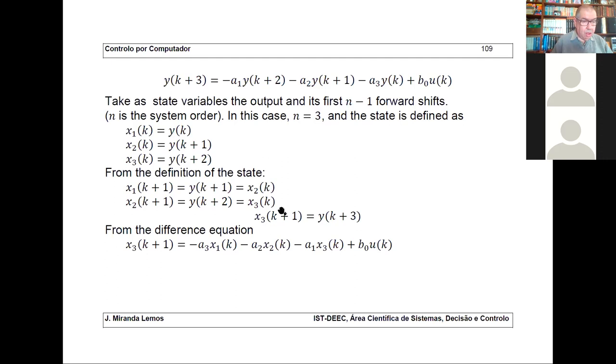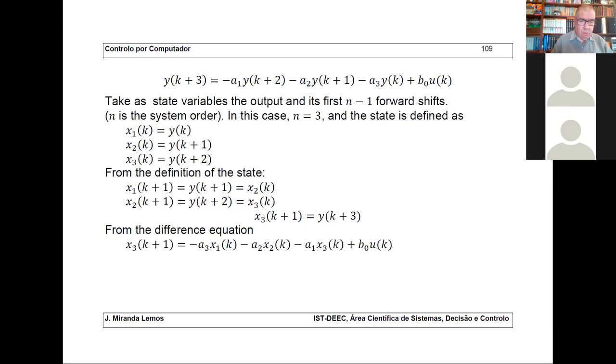Now, what about the equation for x3 of k plus 1? If you apply the same technique, this gives you y of k plus 3. And here, you can no longer use the definition. But you have an equation for y of k plus 3. Okay? And the equation is the original difference equation, y of k plus 3 in this way. Now, y of k plus 2 here, look, is nothing more than, by definition, x3 of k. And this is x2 of k. And this is x1 of k, okay? So you can write this last equation here.